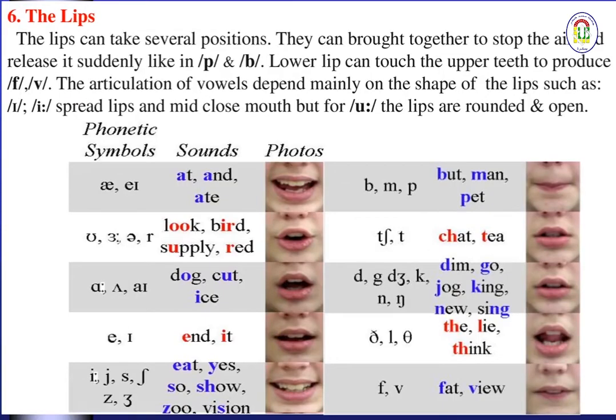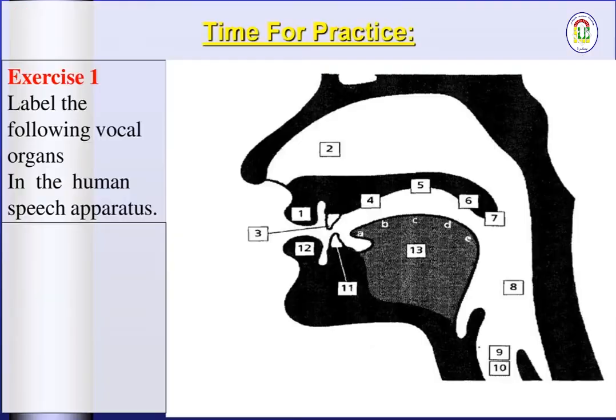The lips can take many positions. They can stop the air and release it suddenly, like in plosives P and B. The lower lip can touch the upper teeth to produce F and V with the upper front teeth. The articulation of the vowels depends mainly on the shape of the lips, such as E and A with spread lips, U and O with rounded lips. Then the lips are neutral when we produce the schwa, the V upside down, the central vowel.